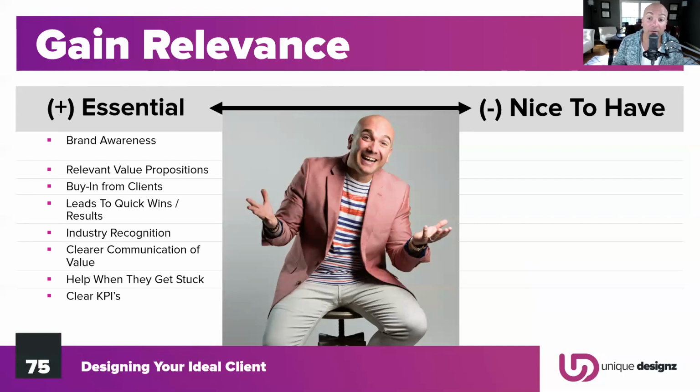Help when they get stuck, right? We're all going to get stuck. We're all going to trip up. We want to make sure that we are putting high priority on this when we see this in the marketplace. And then coming up with clear key performance indicators. We want to make sure that we have a way to measure this stuff, right?